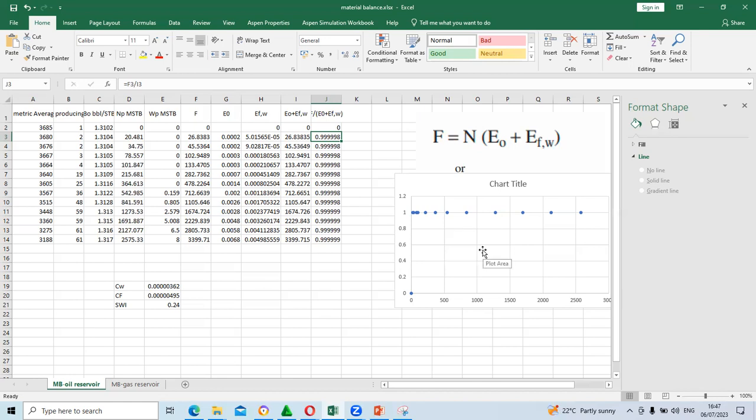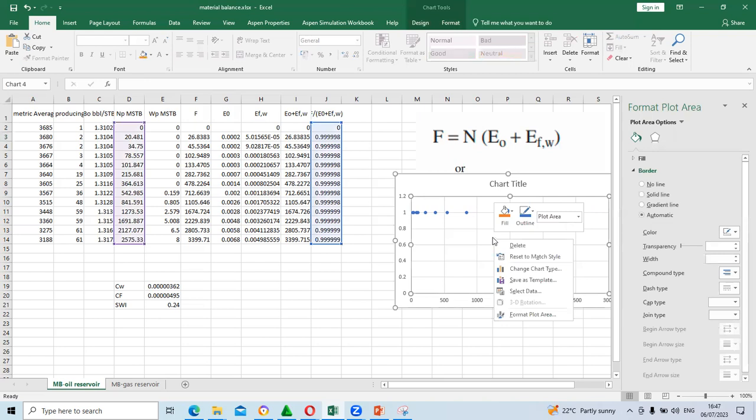So how can we also use this information to calculate the initial gas in place? Remember, we have drawn this graph to determine the energy of the reservoir. But how do we use this to calculate the initial gas in place? If I draw a graph of F against Eo plus EFW, I expect it to be a straight line. So I will just move this graph. I will highlight it.